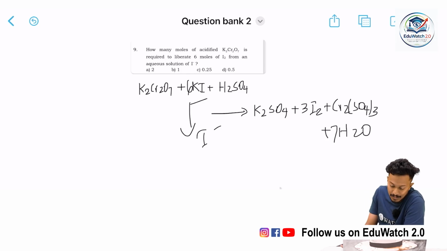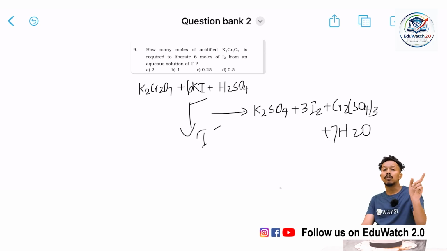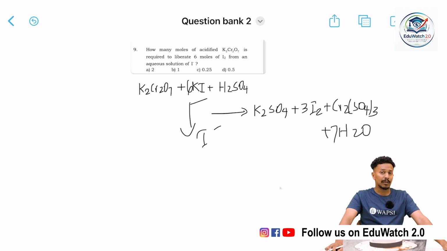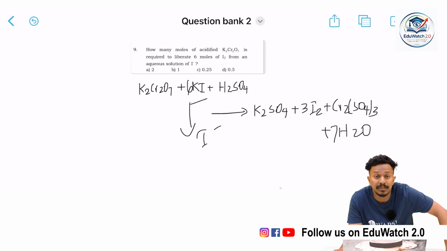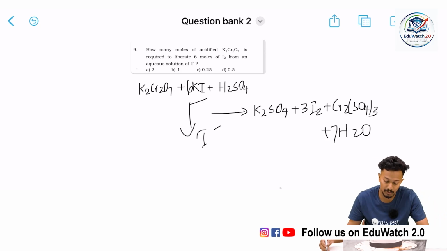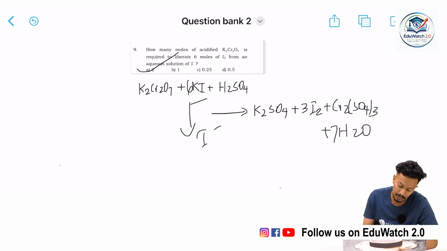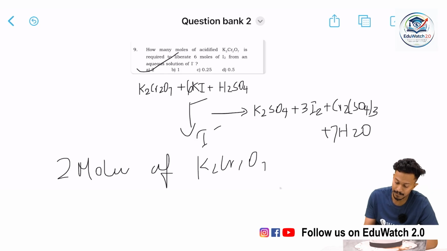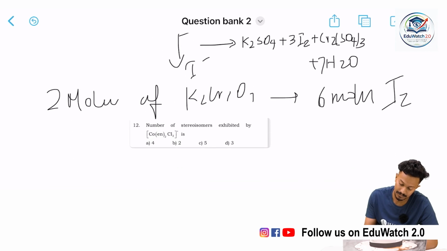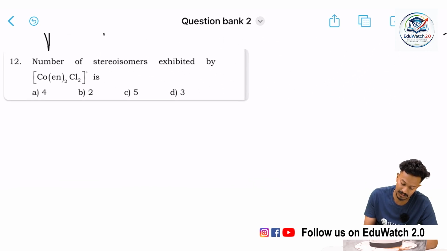The question here is how many moles of acidified potassium dichromate is required to produce 6 moles of iodine. 1 mole of potassium dichromate produces 3 moles. What about 6 moles of iodine, which needs 2 moles of potassium dichromate? Okay, so the option here would be option number A. Am I right? We require 2 moles of potassium dichromate to give 6 moles of iodine, right? We will move on to our next question.